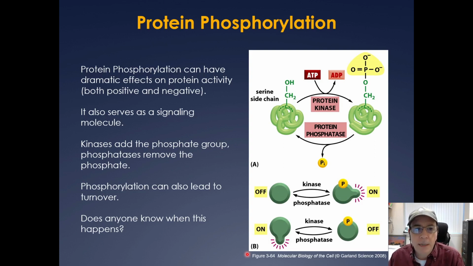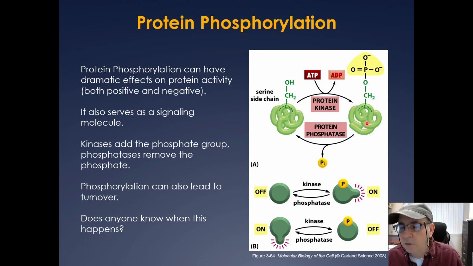Protein phosphorylation can have dramatic effects on protein activity, both positive and negative. We're going to see this over and over again. It's a huge recurring theme in this course, and I want you to really appreciate it. A protein kinase is going to remove the gamma phosphate from ATP and add it to the molecule. In this case, it's covalently added to the serine side chain. That's what the protein kinase does.